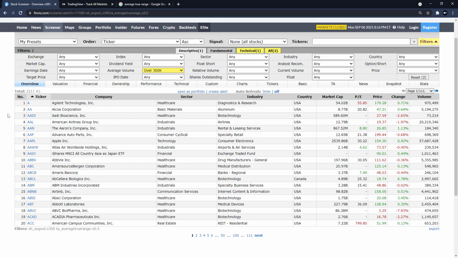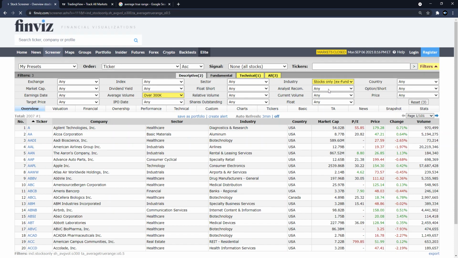So as you can see right here, what are we gonna be doing next? What we are gonna be doing is the industry. What we want to choose right here is basically which industry we want to look at. We are going to be looking for stocks only. Okay, that's it for me. If you want to trade stocks, you're going to be looking for stocks only, of course.